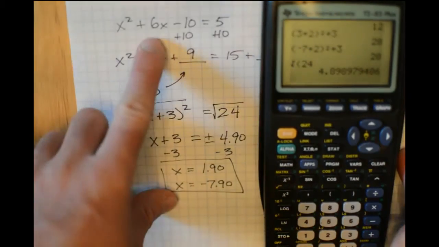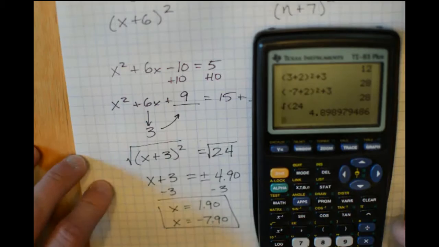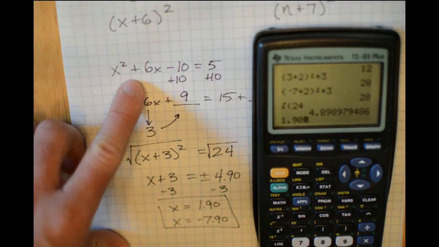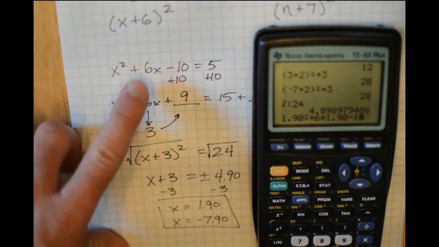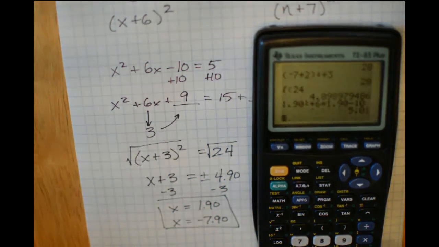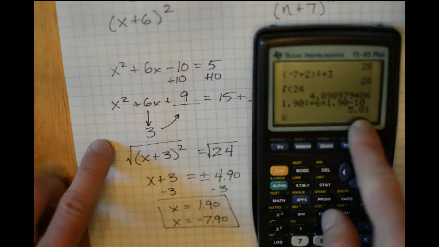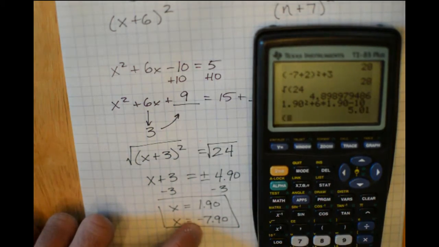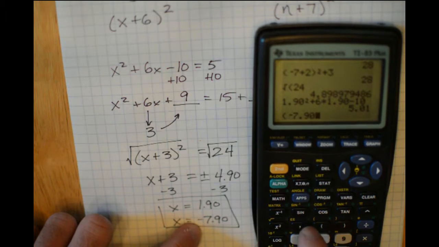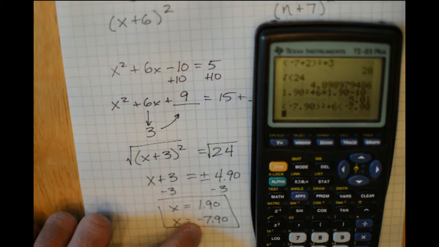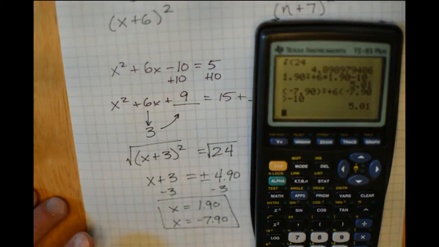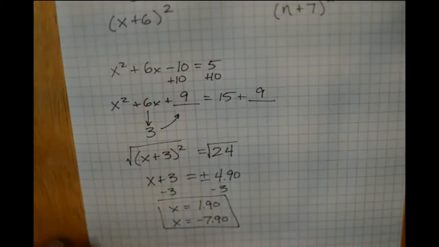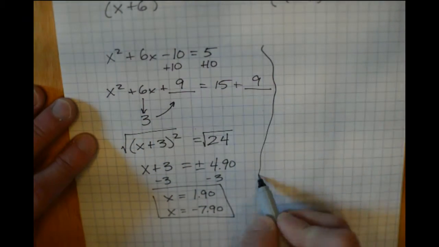Let's go back in and check the original equation. So I'm going to take 1.90 squared plus 6 times 1.90 minus 10, and we rounded, so we might not get exactly 5, but it should be very close. 5.01, that's really close. Take negative 7.90 squared plus 6 times negative 7.90 minus 10. I should also get something very close to 5, 5.01. So those are both correct. So we'll take a look at one more example.